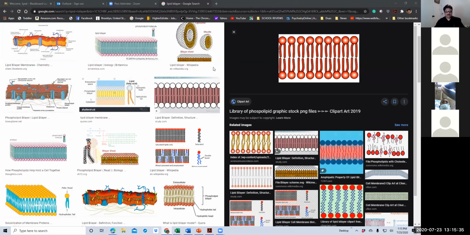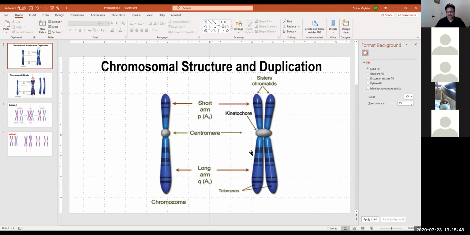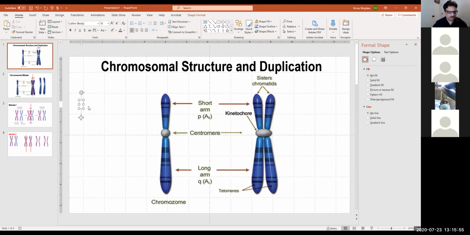So let's go to the next question. Draw the structure of a typical chromosome. So a typical chromosome. Remember one thing, I always tell my class that a human cell has 46 chromosomes, right? But actually it is 23 pairs. So how does 46 happen? Because 23 comes from father and 23 comes from mother, and they fertilize so that we have 46 chromosomes.